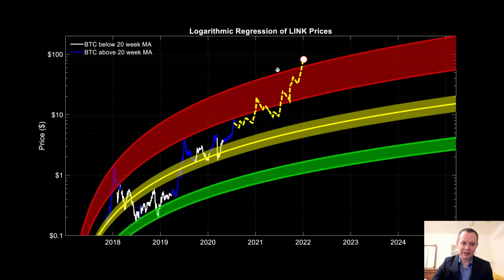If we were to see something like that, though, it's clearly possible we could retrace some. But just note that if we were to see an $80 Link by 2022, this is what it would look like on this curve.